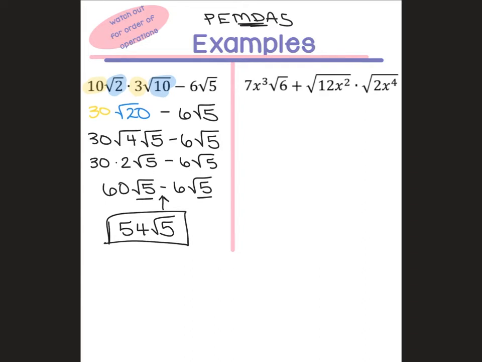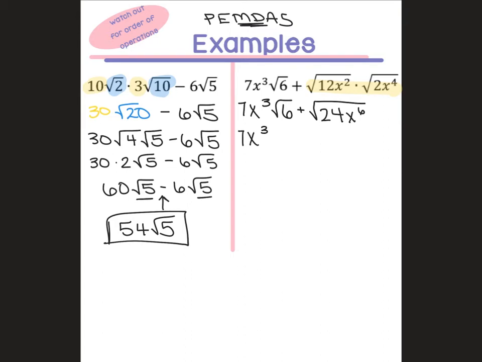The process is really similar for the next example. So again, we have to remember order of operations, so I want to start with any multiplication first. So I'm just going to carry down this 7x cubed square root of 6. I can multiply the two radicals together, so 12 times 2 is 24. X to the second times x to the fourth is x to the sixth.